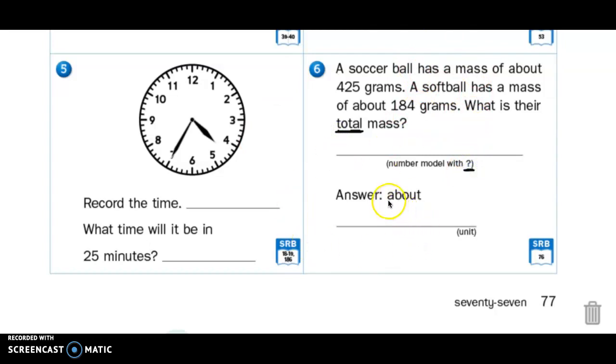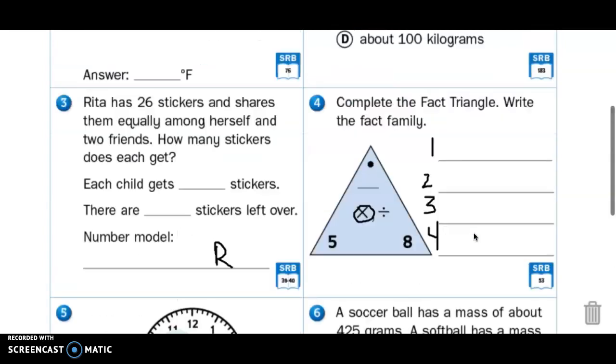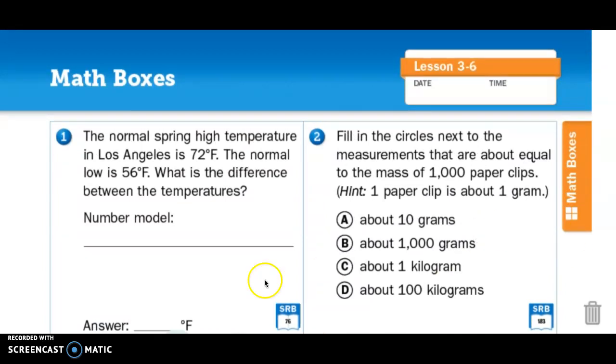And then an answer, about. Is that an exact answer? No, but it's going to be pretty close, and make sure you put the unit. Remember, the label goes up on top. It's just underneath to remind you. When you are finished with this, send a picture to your teacher.